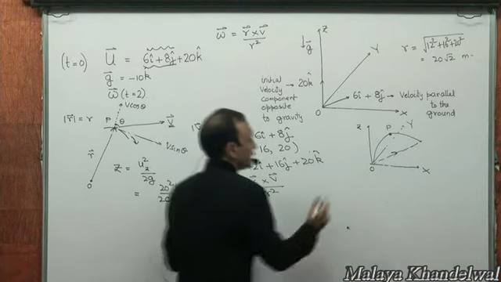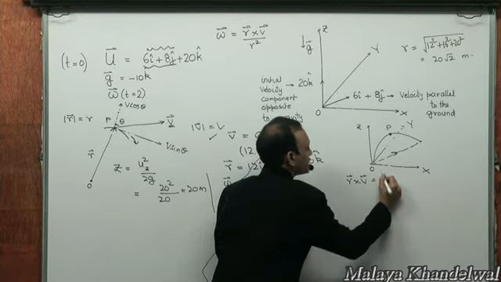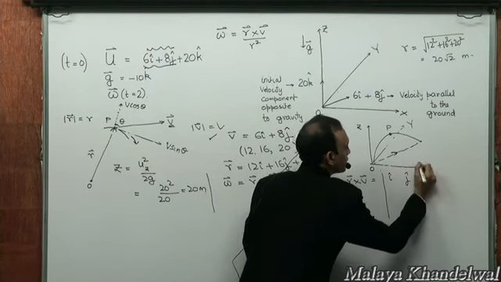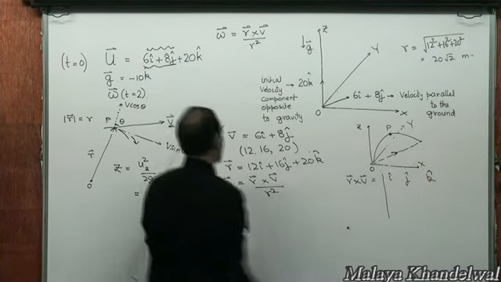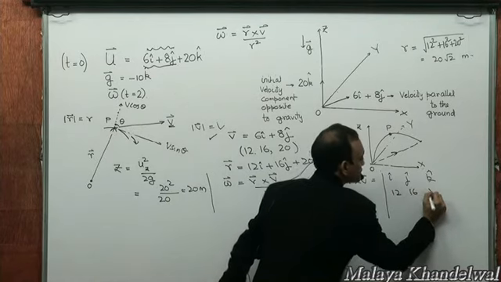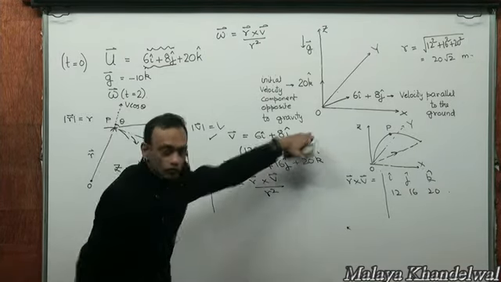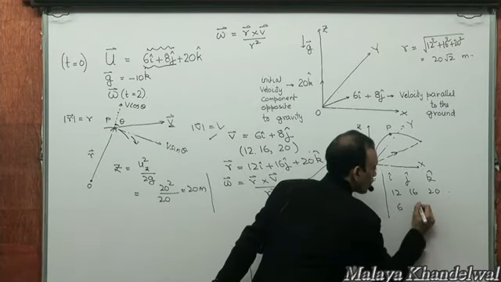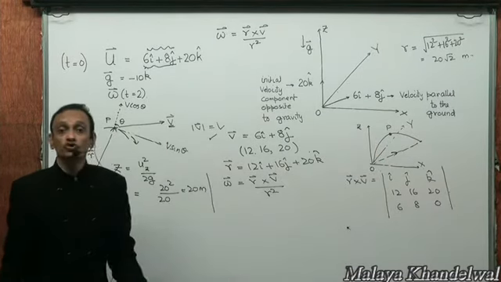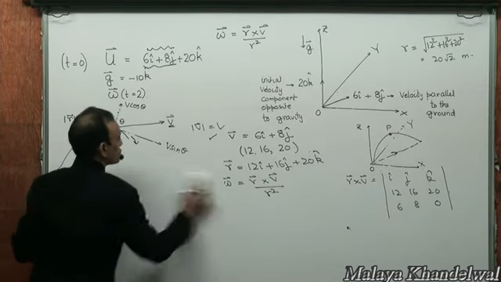And what's r cross v? Let me find r cross v, using my determinant notation: i cap, j cap, k cap. What's r? 12, 16, 20. And what's v? v is 6, 8, 0. This is going to give me r cross v. Let's see what it turns out to be.